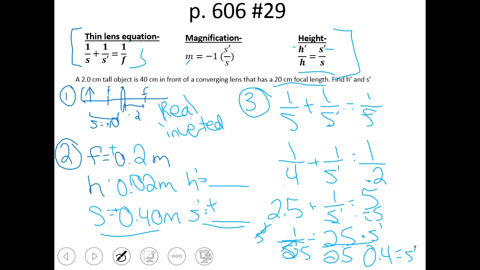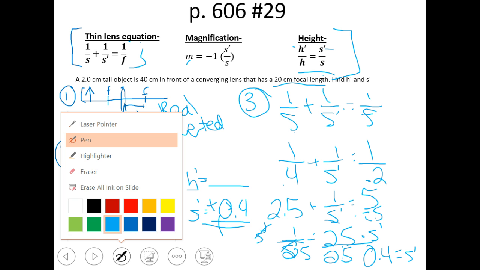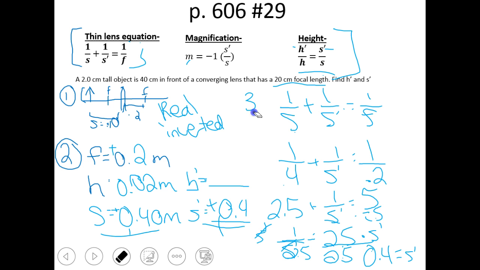So s prime is 0.4, and I was expecting a positive answer, and I got a positive answer. So the image distance and the object distance are actually the same in this case. And I'm going to erase my work for step 3 so I can go on to step 4, which is to find h prime. All right. On your paper, you can continue to work down. So I'm going to take a second and erase here.